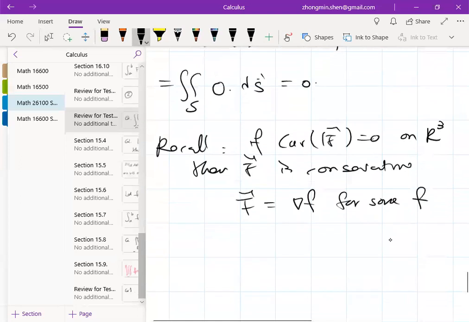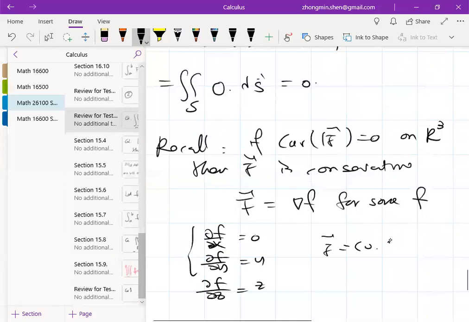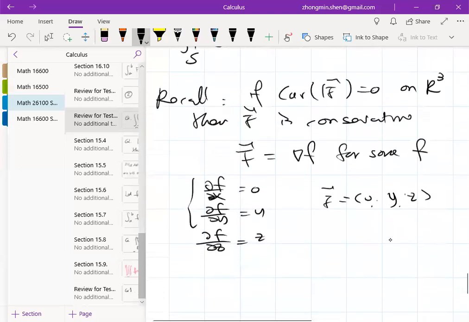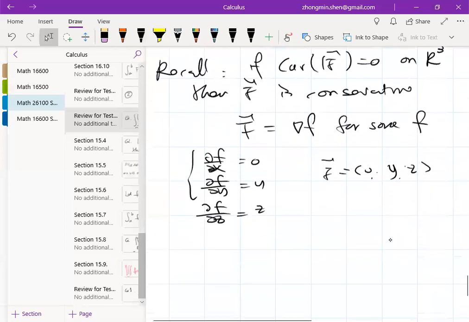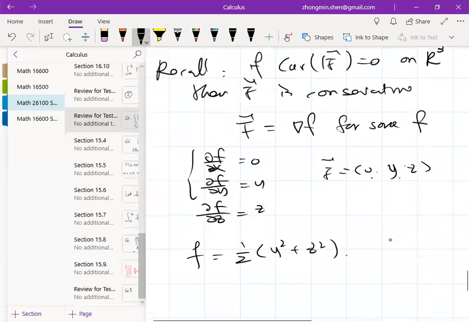So what is f, right? The gradient of the function: this is going to be 0, this is going to be y, this is going to be z, because my field is 0, y, z. I choose that. So does such a function exist? It's obvious. f is going to be half of y squared plus z squared. Yes, that's the main reason. It's easy to solve that system.